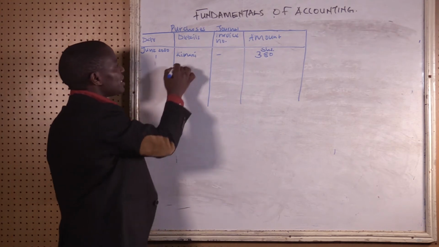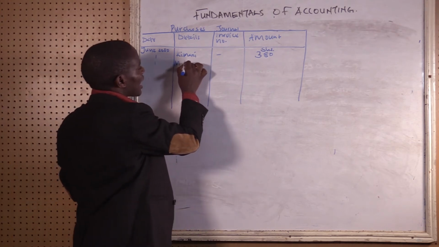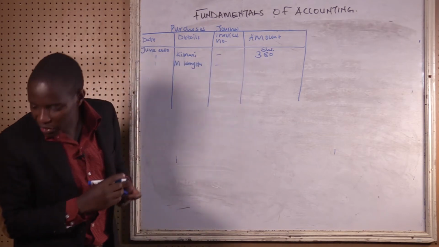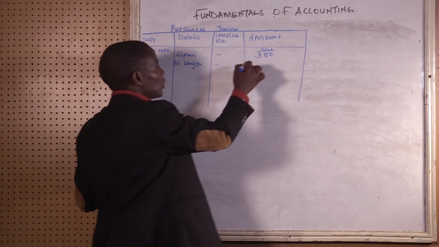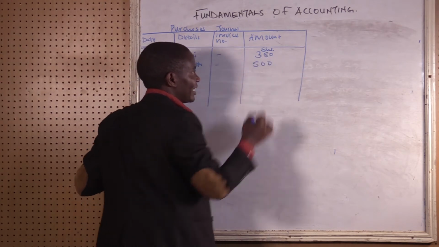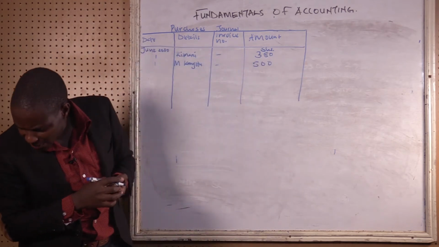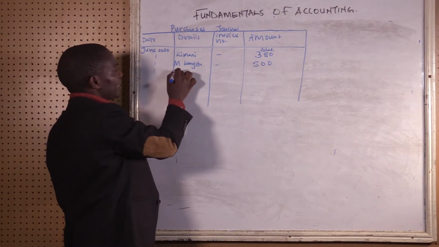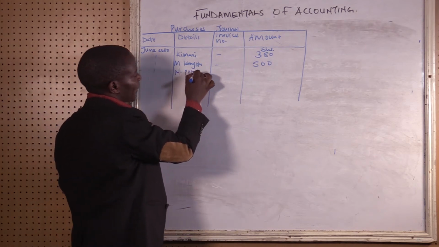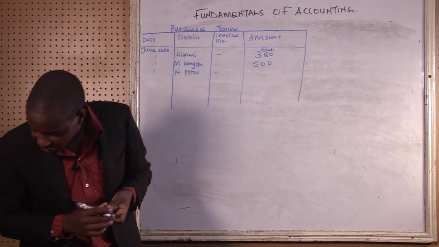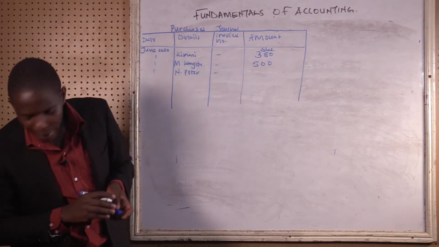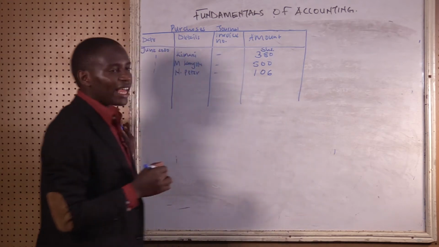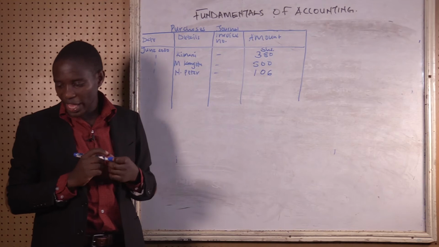Then we have M Kanyotu, still on the same date. Again we have not been given the invoice number. The amount is 500 shillings. The other one is N Peter, the same date, no invoice number still, and the amount is 106. That is the first transaction for that particular question.